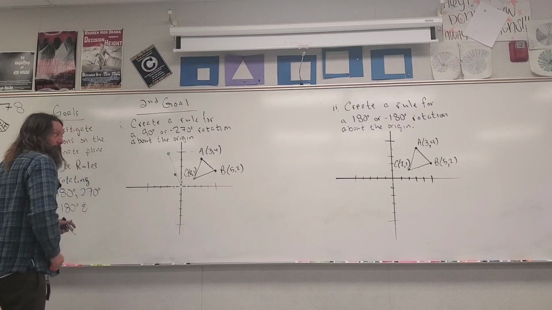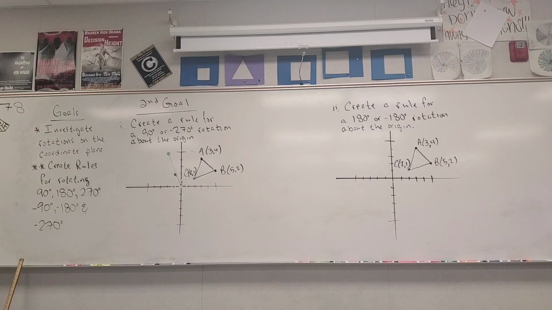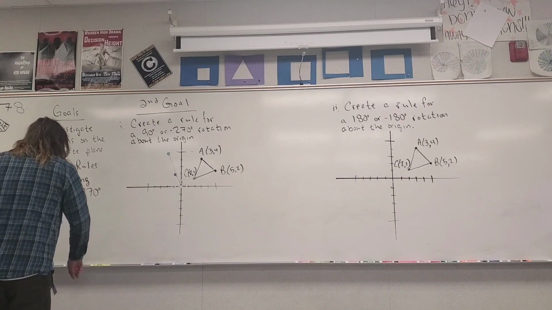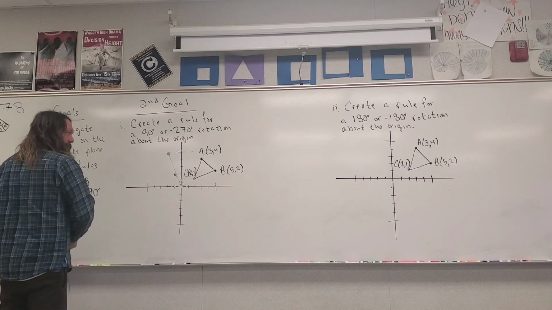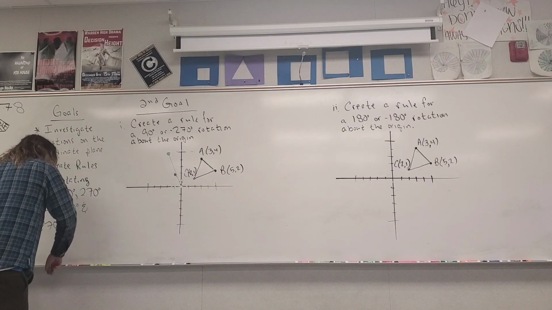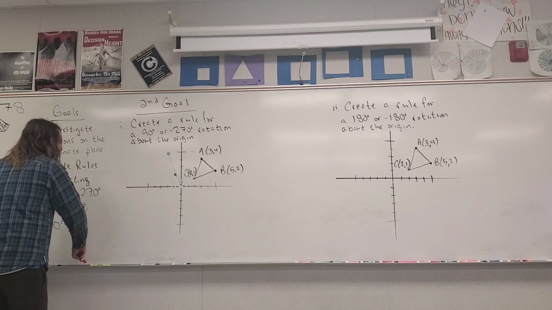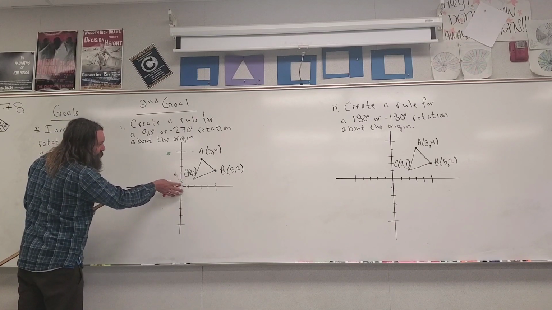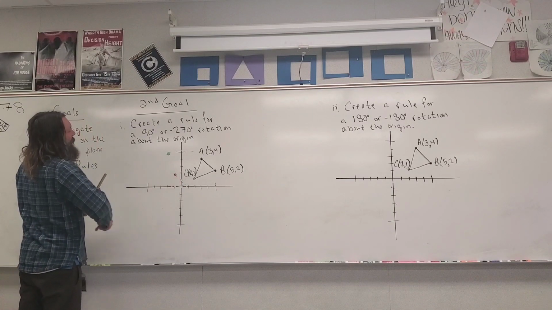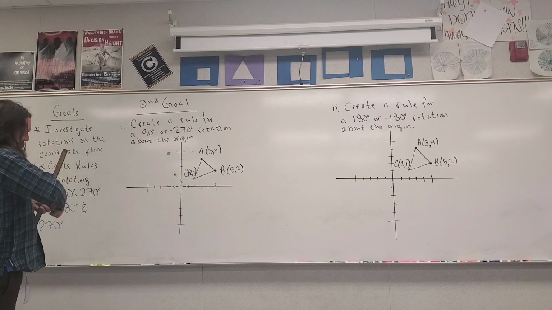And I got one more point that I need to find. Or not my point C. I already found point C prime, and I already found B prime. I need to find A prime. So like before, I'll just draw a line to the origin and make a right angle off of that.